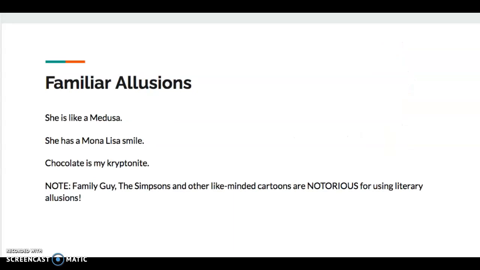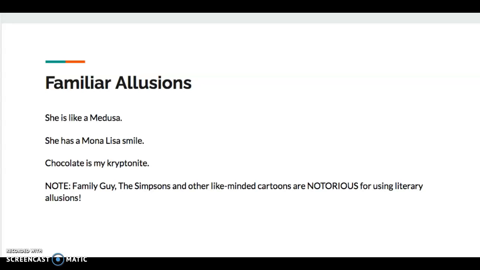Some other familiar allusions. When someone references somebody being like Medusa, we can understand that they're saying that they're mesmerizing. If someone says that she has a Mona Lisa smile, it's a reference saying that she's smiling, but we don't know how she's actually feeling. As if you've ever seen the Mona Lisa, it's not a very great smile.